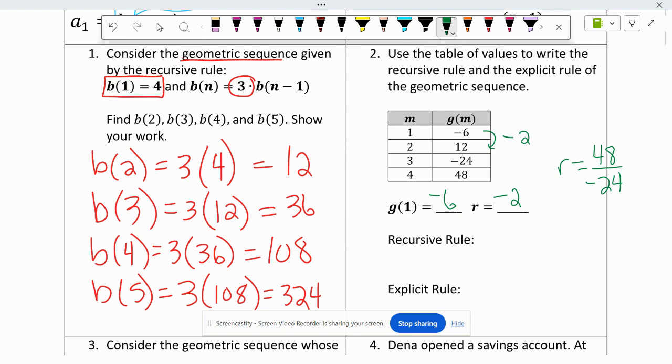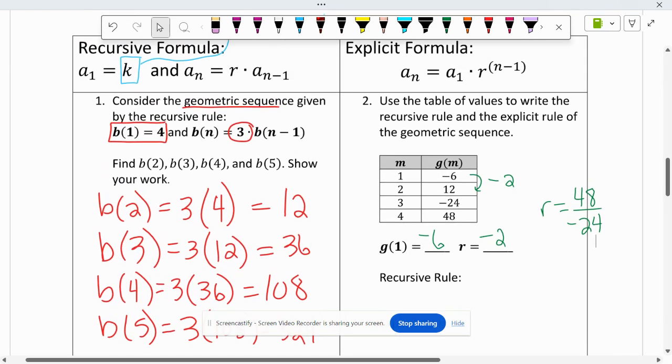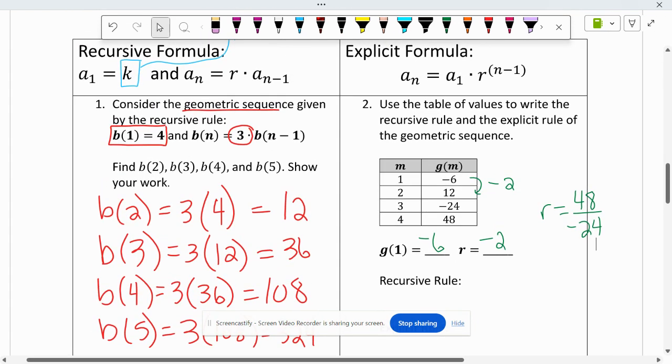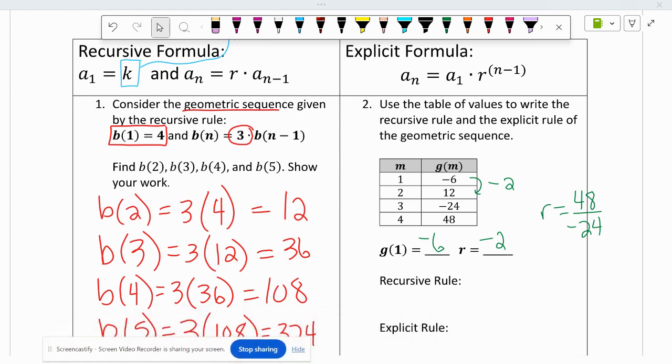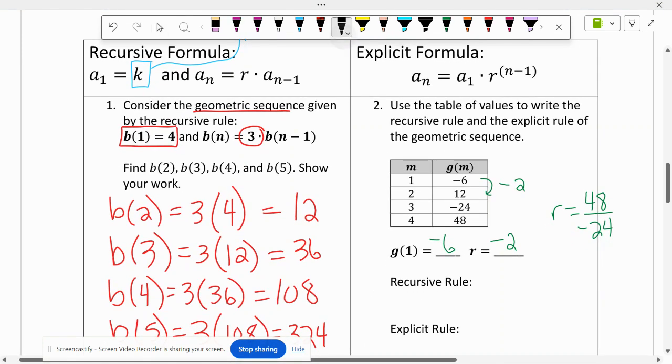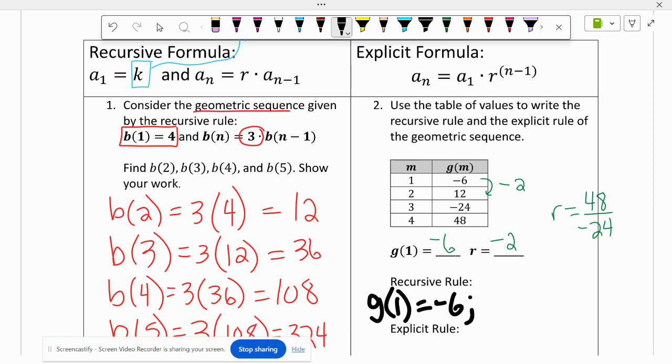So using up top what we wrote down as our recursive rule, using this information right here, what is the recursive formula? What is the recursive formula for this? Well, we have to start off with what? Yeah, we have to start off with g of 1. So I'll write that. g of 1 is -6. And then what do we have to write?